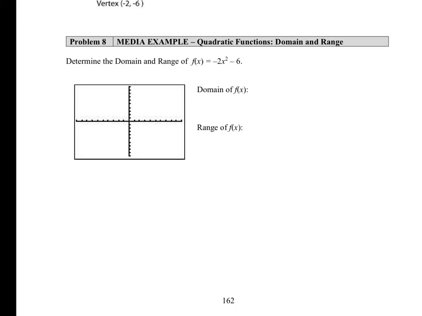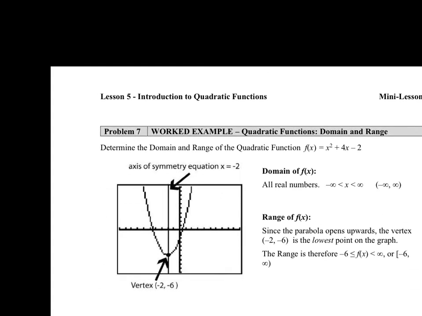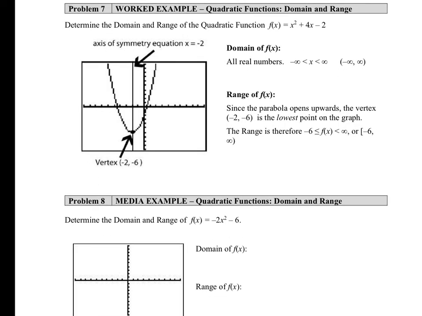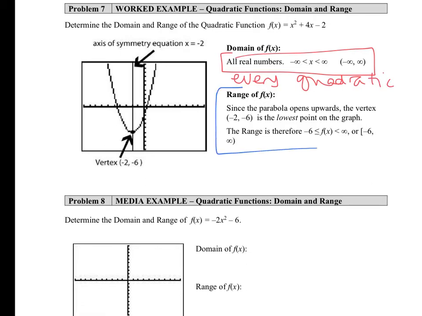Okay, so if you flip over, let's look at problem number 7, determining the domain and range. They're giving us a graph right here, and this is a worked example. Just using the graph, we can pick out our domain and range. The domain of any quadratic is going to be the same for every quadratic, because every quadratic is going to be a parabola that goes on and on forever to the left and to the right.